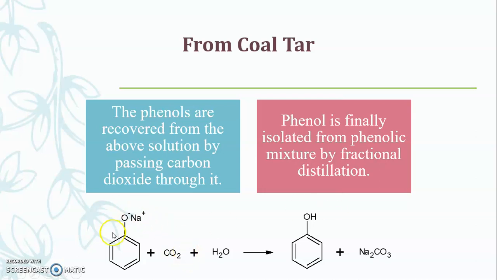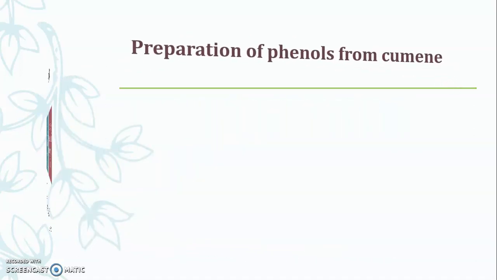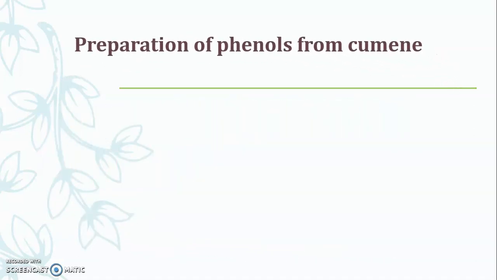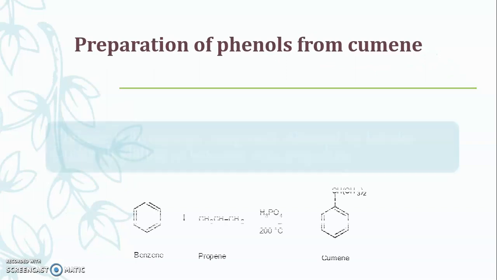Here, the phenoxide ion is treated with carbon dioxide, which leads to the formation of phenol, and the phenol and cresol, these two phenols, are obtained by the distillation process. The next and last method used for the preparation of phenol is from cumene.